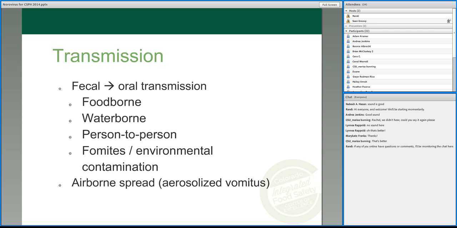Any water that's contaminated with feces could contain norovirus. That definitely happens as well. And then person-to-person spread is really a huge player in norovirus. If you end up with norovirus at home, there's a really good chance your roommates, your family, whoever's around you could also get norovirus just because it's so highly contagious. And then finally on that list are the fomites and environmental contamination.